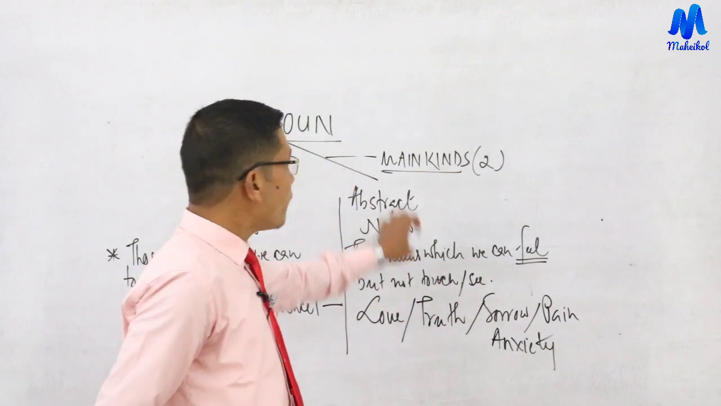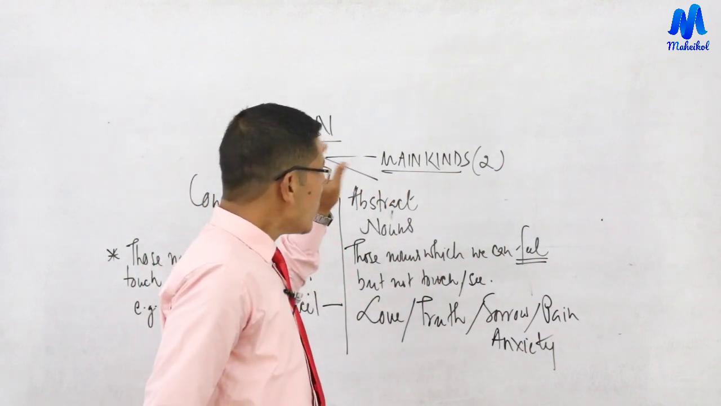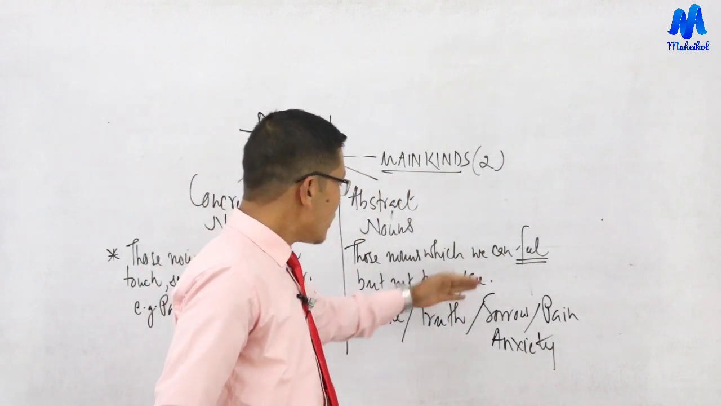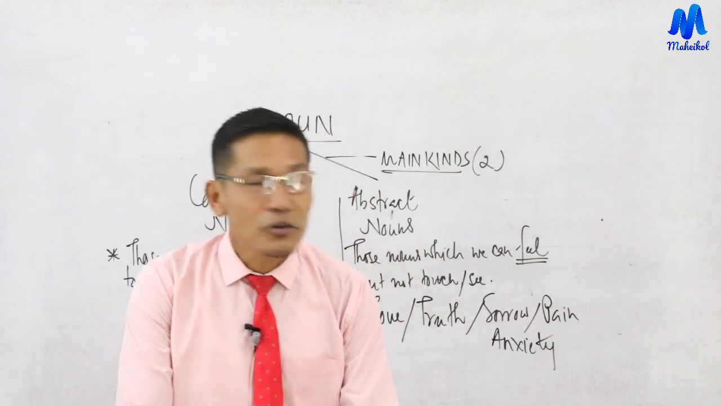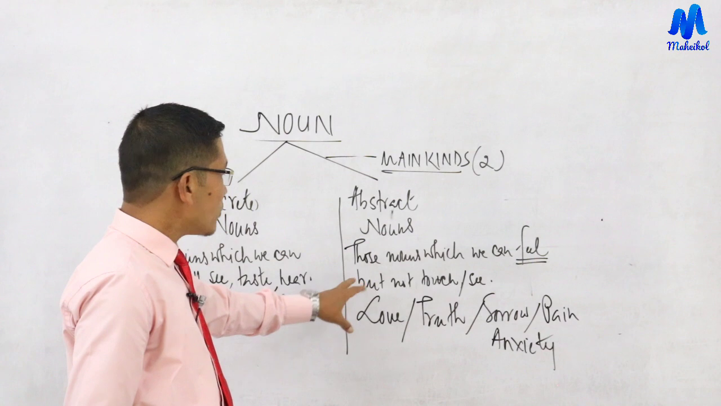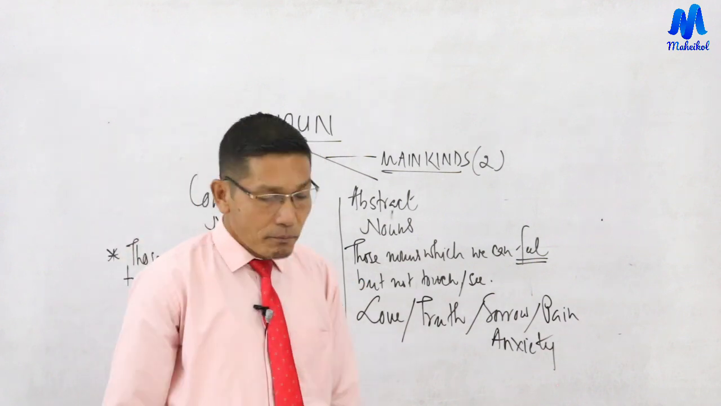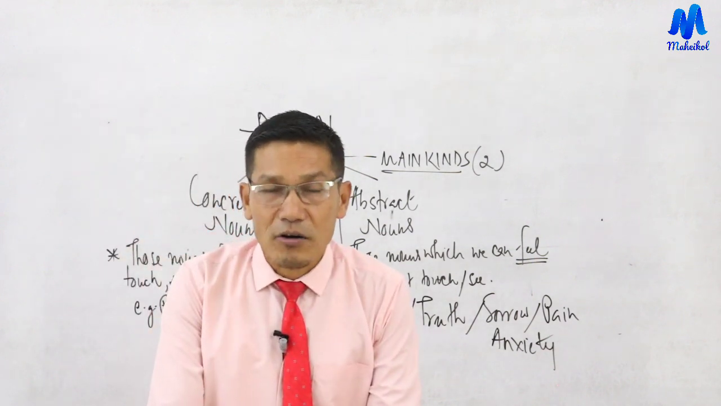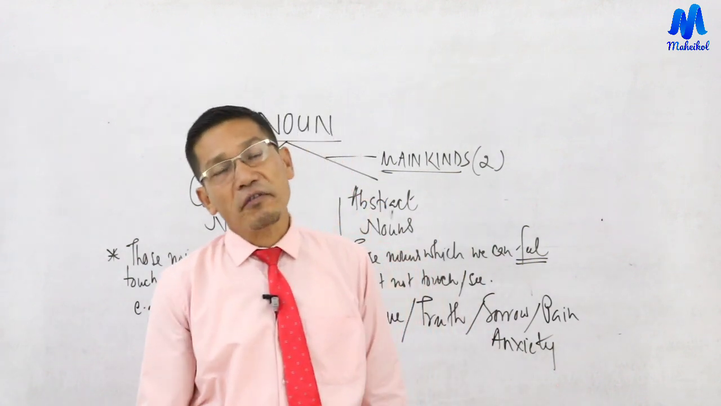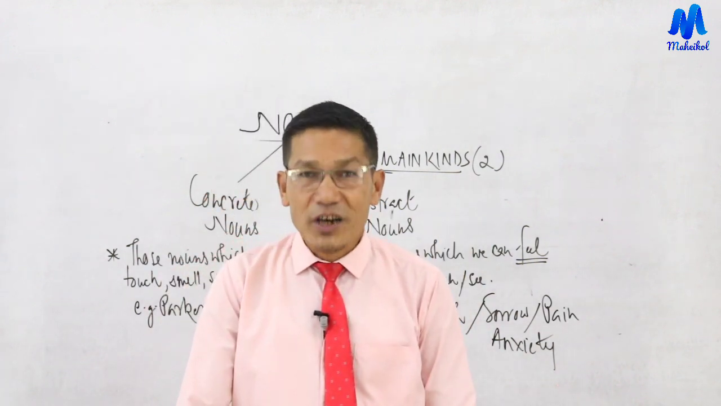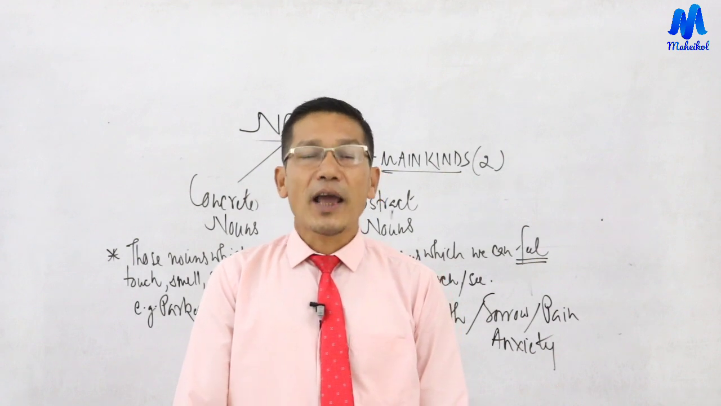So those kind of names, those kind of words which I have written down here, love, truth, sorrow, pain, anxiety, these are called the abstract nouns. So in short, what are abstract nouns? Those nouns which we can feel but not touch or see are called abstract nouns. So, in short, we have come across two different kinds of nouns. One is called concrete nouns, and the other one is called abstract nouns.